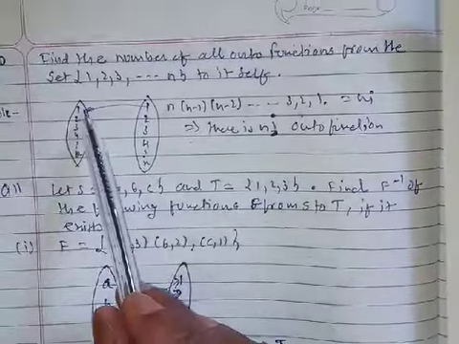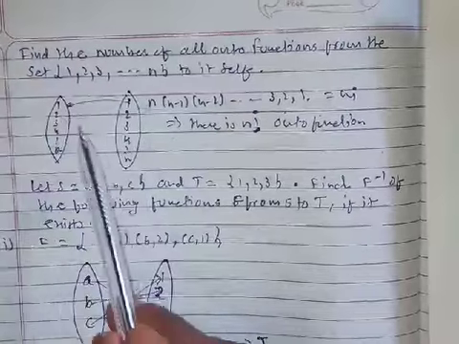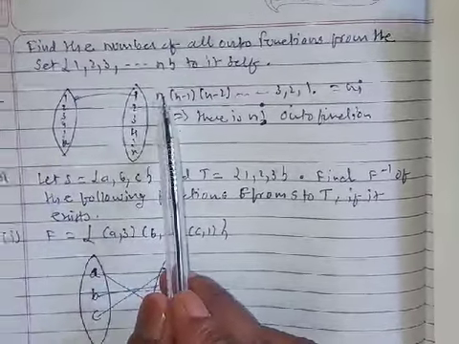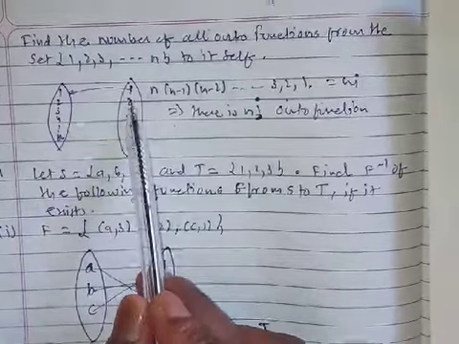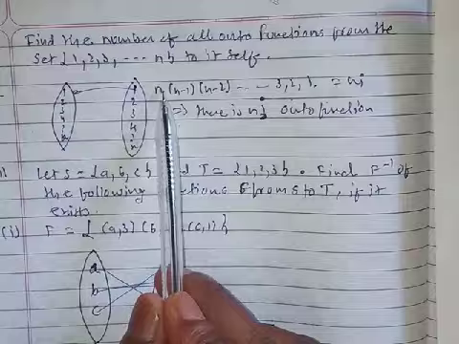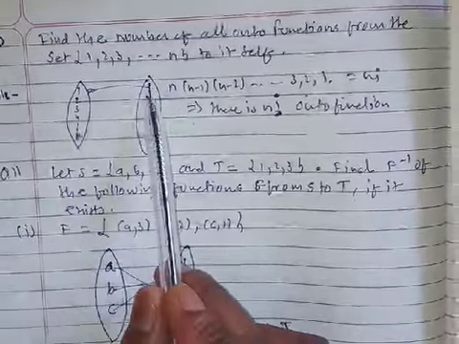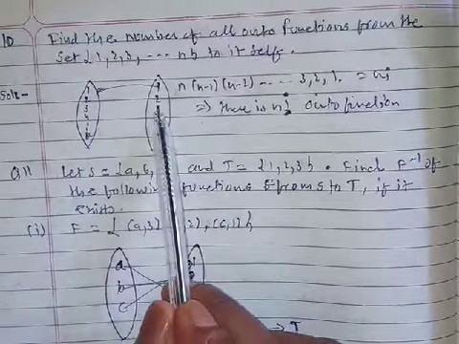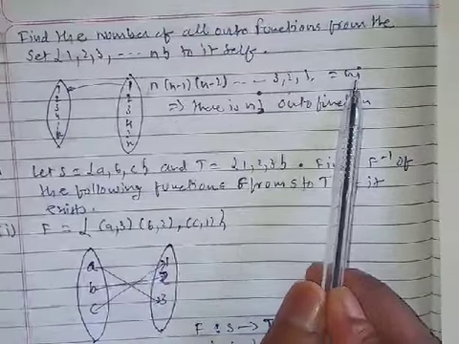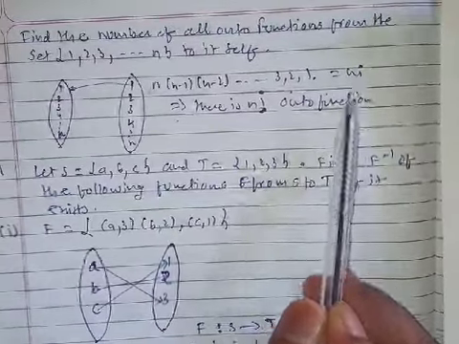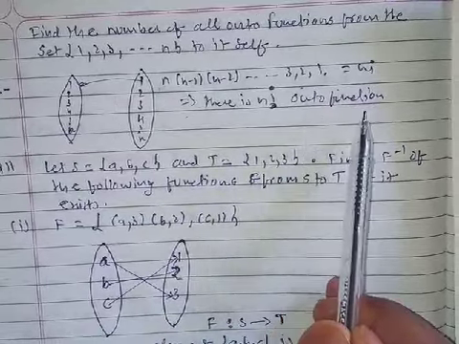Now, you take the set 1, 2, 3, 4 up to n and 1, 2, 3, 4 up to n. For the first, there are n choices. For the second, 1 is gone, so all of these things except 1 are left, so it will be written as n minus 1. For the third, the first 2 will not be there, so it will be n minus 2, and so on up to 1. It is called n factorial. Okay, so there are n factorial onto functions.